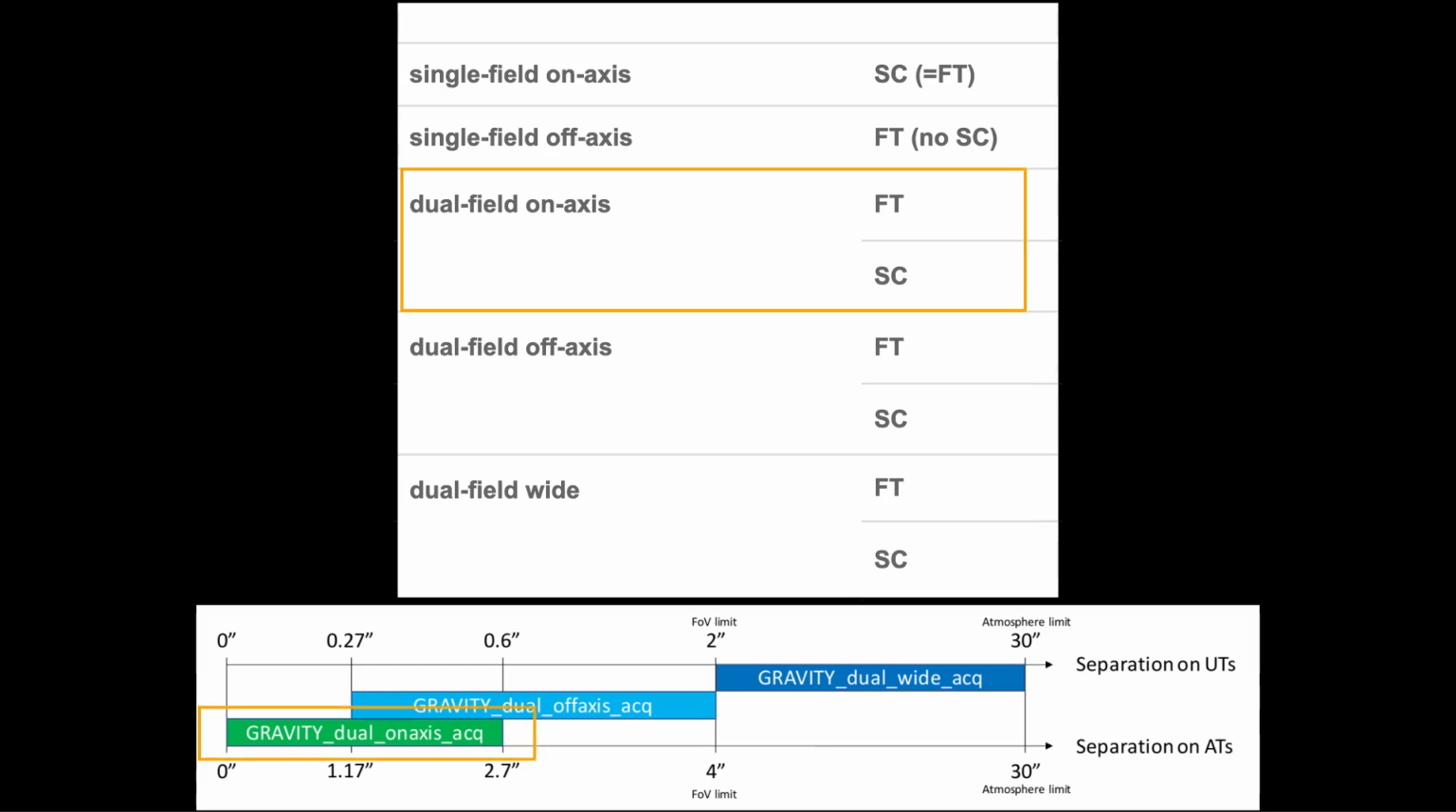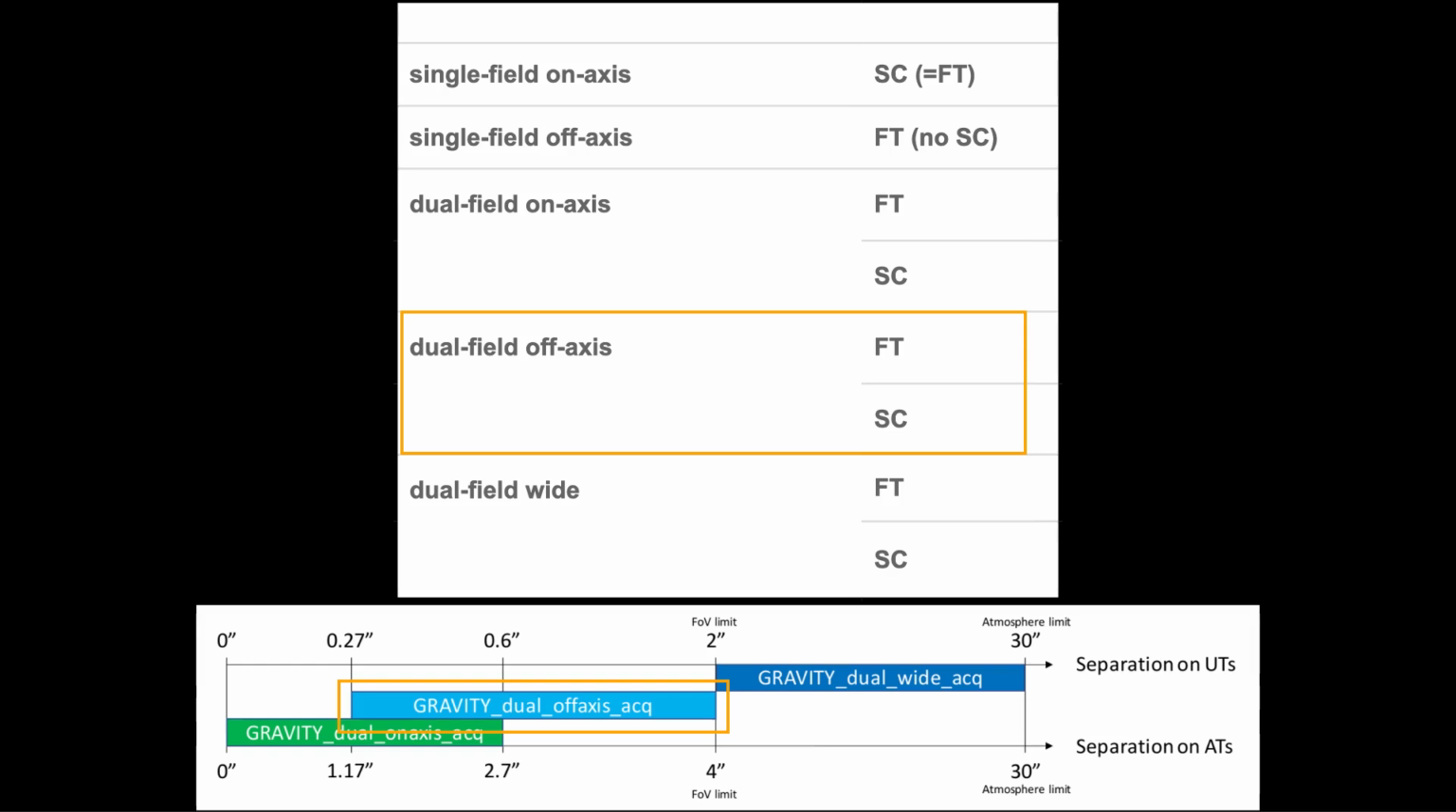Third, the dual field mode on axis. The light is split in a similar fashion as for the single field on axis mode. While the fringe tracker fiber tracks the fringes on a bright object, the science fiber can be offset by small separations to observe possibly much fainter objects. The maximum separation between the SC and fringe tracker fiber is 0.6 arcseconds on the UTs and 2.7 arcseconds on the ATs.